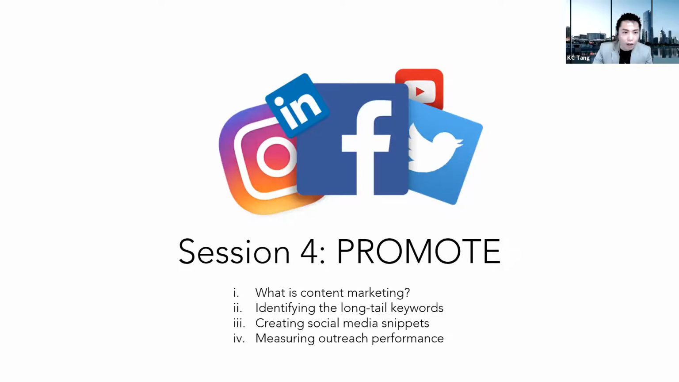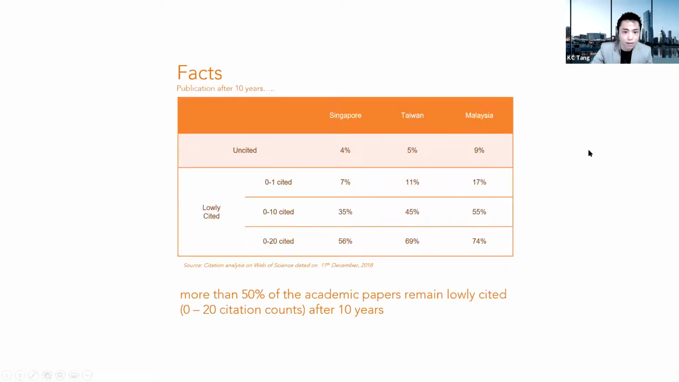So why are we talking about all this promotion like I shared earlier? So this is the background. This is a citation analysis that our team did in December 2018, a few years back, and we found out that over 50% of academic papers remain lowly cited even after a period of 10 years.